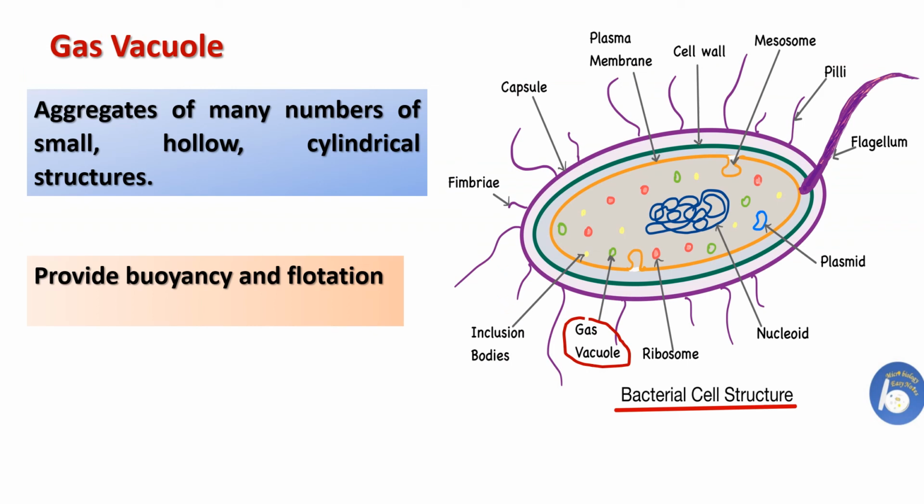Gas vacuoles are aggregates of enormous numbers of small, hollow, cylindrical structures called gas vesicles. Cells with gas vacuoles can regulate their buoyancy to float at the depth necessary for proper light intensity, oxygen concentration, and nutrient levels.